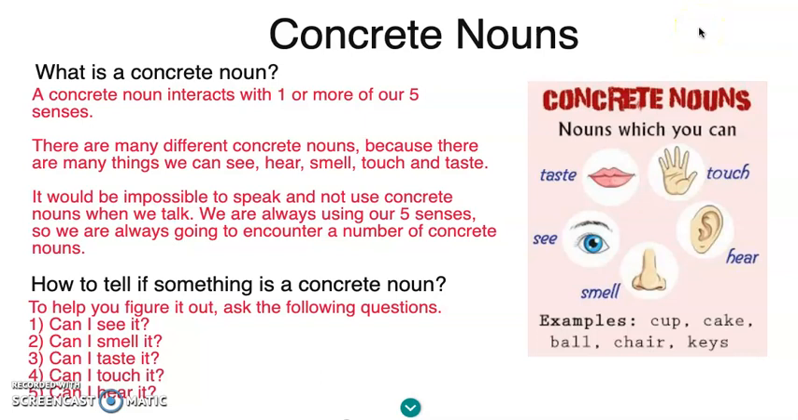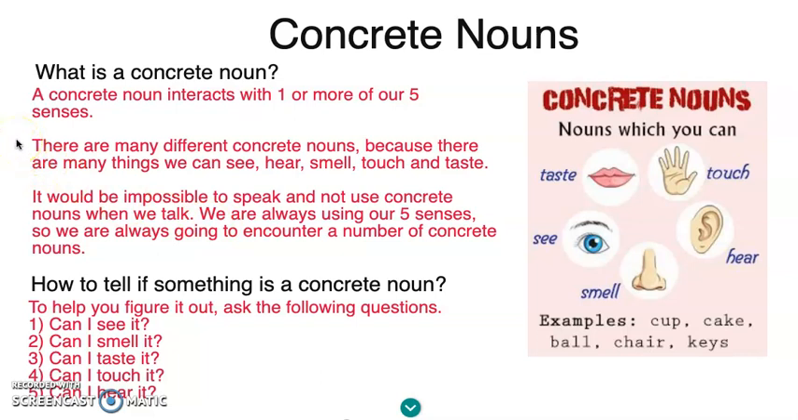My name is Danny, and today I'm going to do a short lesson all about concrete nouns. Now, what is a concrete noun? A concrete noun is something that interacts with one or more of our five senses at one time. So, this is something we can taste, touch, hear, smell, or see.